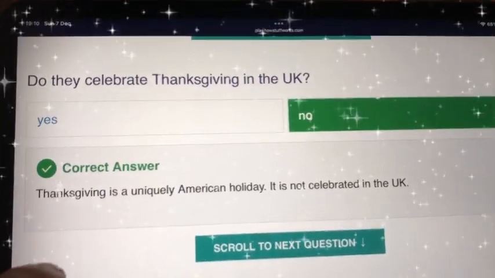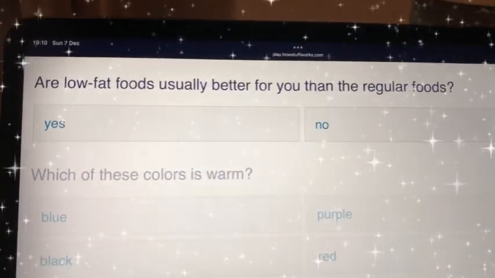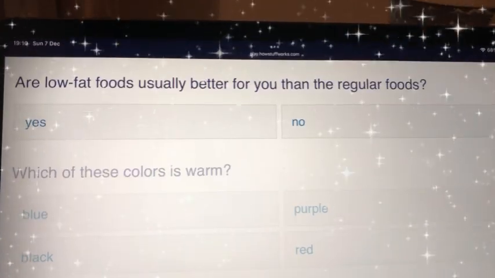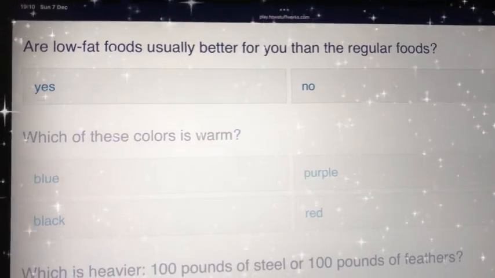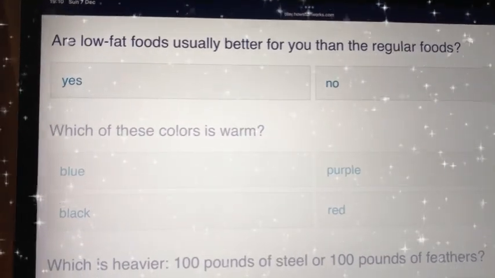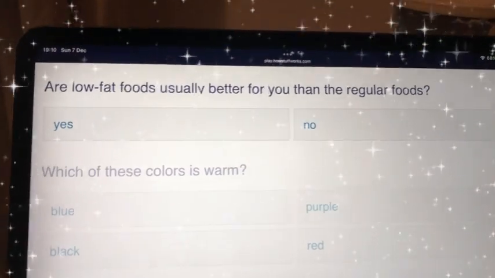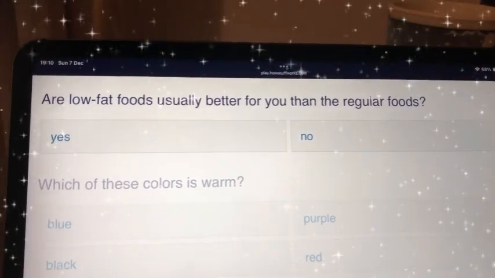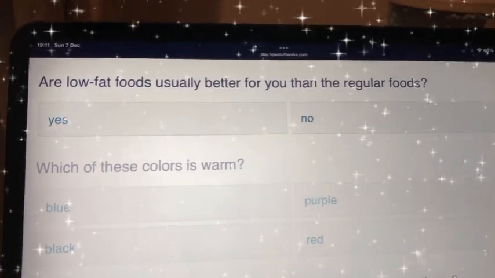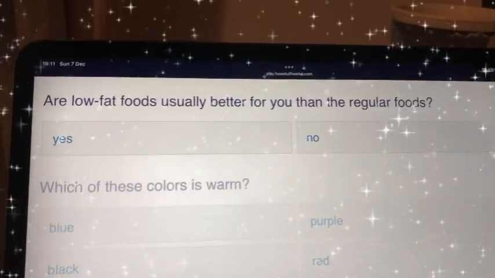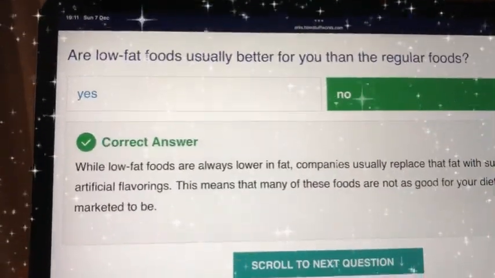Oh, next question. Oh, this is an interesting one. Okay. Are low-fat foods usually better for you than the regular foods? Well, basic dietary knowledge tells me that little and often for most things. So the answer is no, because they're full of chemicals as well. You have to have certain fats in the body to survive. The body cannot survive without fat. So the answer to that, for me, is no. That's correct.